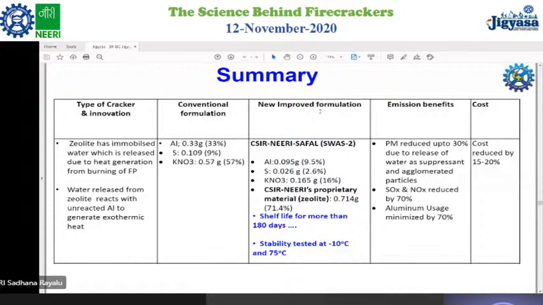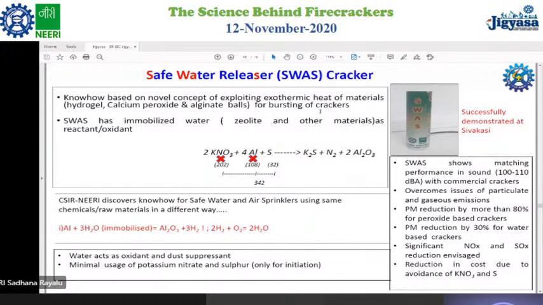The third category which we have developed is SWAS. This is very interesting. We all know that when we sprinkle water, the particulate matter or the dust can settle. So the same principle has been put into use over here. In this case, we have introduced certain additives which can release water when we are igniting it. So obviously when the water is released, it will lead to the settling down of the particulate matter, and there will be a reduction in the particulate matter.